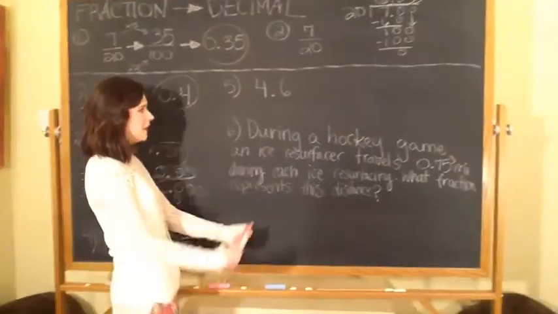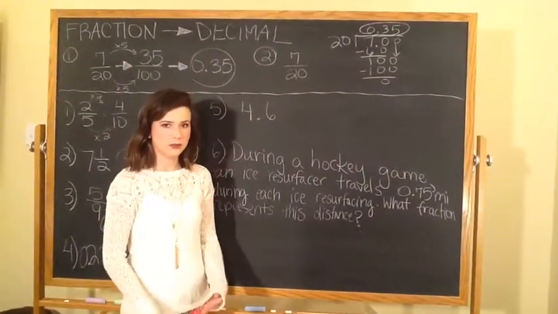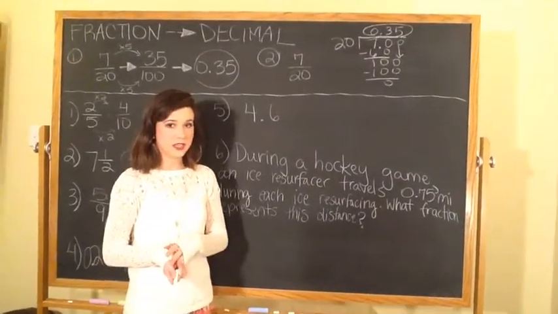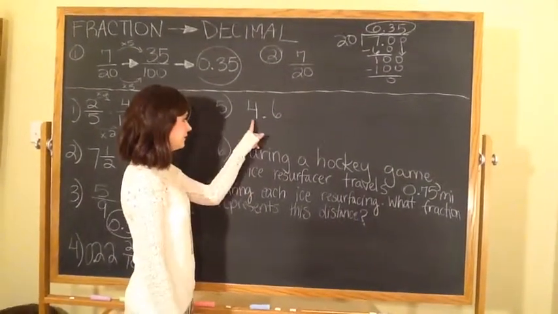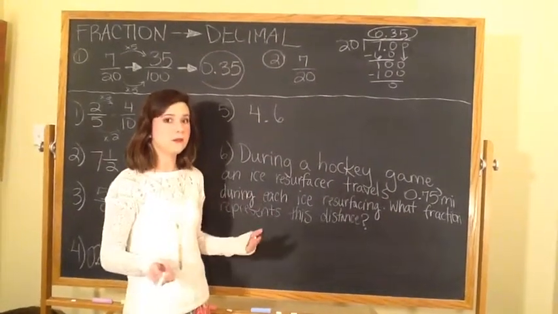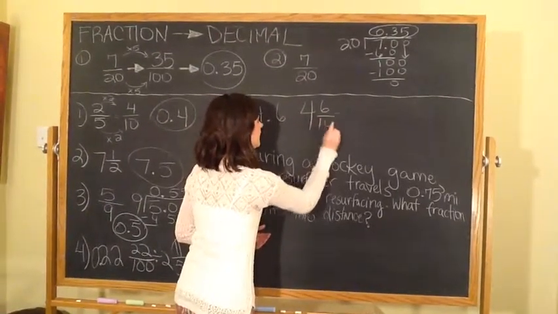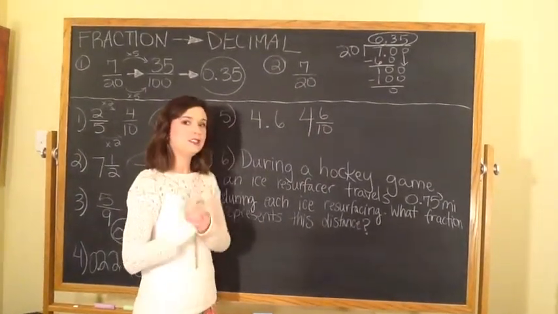Alright, here we go, moving along. So let's go ahead and change this decimal into a fraction. So first things first, we need to read our decimal. So this is 4 and 6/10. So now I'm going to write my fraction. 4 and 6/10. Last step is to simplify.